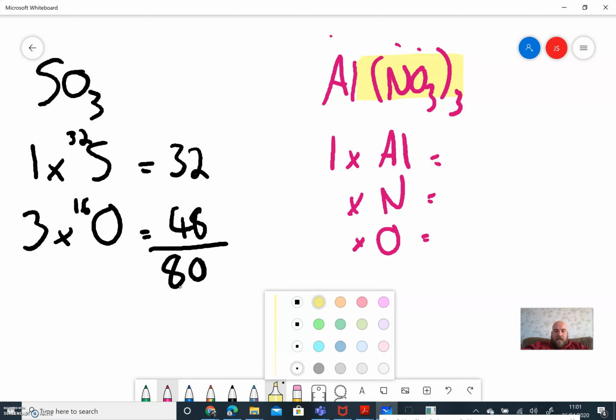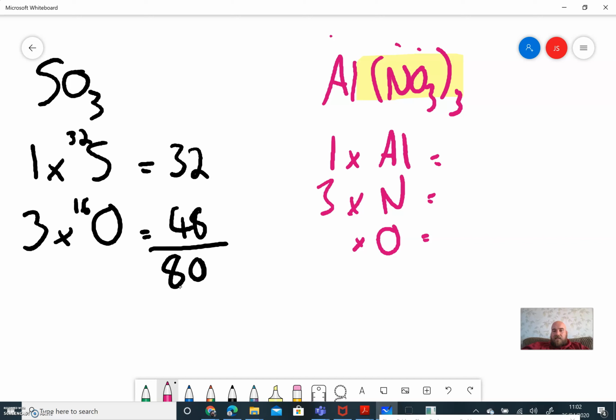Whatever's inside the bracket, you have to times by what's outside the bracket. So we've got 1 N just there, but there's 3 lots of these brackets. So whatever's inside, you multiply by the little number outside. So if there's 1 N inside, multiply by 3, there are 3 N's in total. And O's, there are 3 lots of oxygen atoms inside the brackets. Multiply it by the little number outside, which is 3. 3 times 3 is 9.